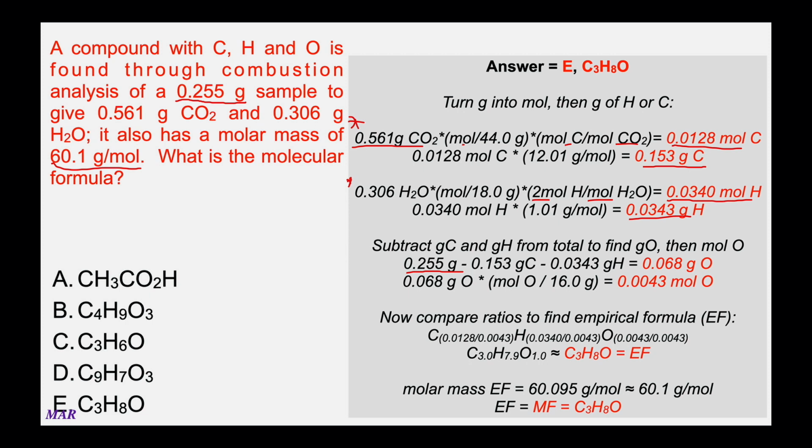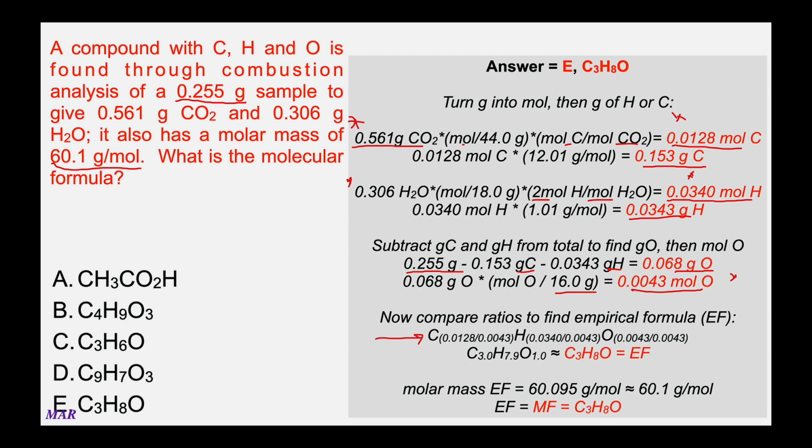0.255 is all the sample you have. So if you subtract the carbon and the hydrogen from a sample which has only carbon, hydrogen, and oxygen, the remainder will be grams of oxygen, that number right there. And that's important because that grams of oxygen comes just from the sample. So grams of oxygen, we'll turn them back into moles of oxygen, this number right here. Now we have moles of C, moles of H, and moles of O in the compound. So this part right here is just finding the empirical formula.